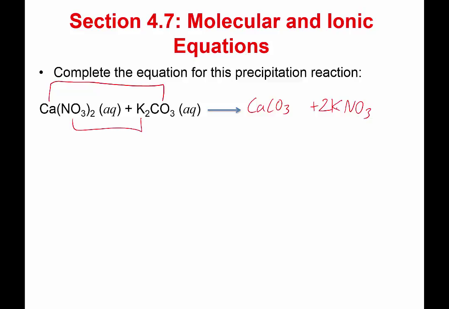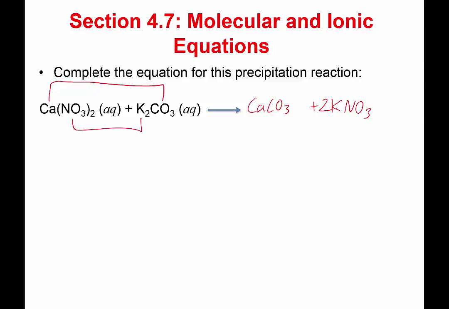So remember, don't write potassium nitrate as K2NO32. That's not the formula of potassium nitrate. The subscripts there after the potassium and the nitrate, they're just telling you you have 2 of each ion, so then that just becomes the coefficient when you balance the equation. So the products there are then calcium carbonate and 2 potassium nitrate.